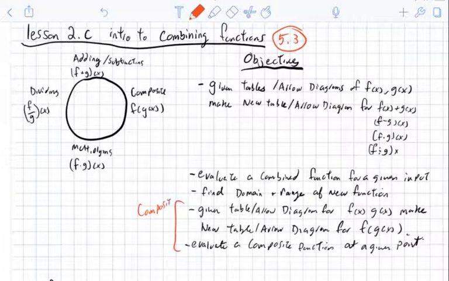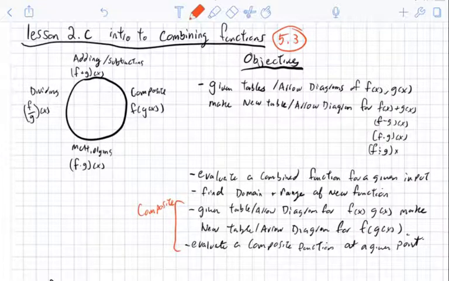And then we're going to talk about something called composite functions, which is a different way to stick two functions together other than adding or multiplying or dividing. Given a table or an arrow diagram for functions f and g, I want you to be able to make a new table or arrow diagram for f of g. And then I want you to be able to evaluate it, which those two go hand in hand. We'll talk about these as we get to them. They're not that complicated.